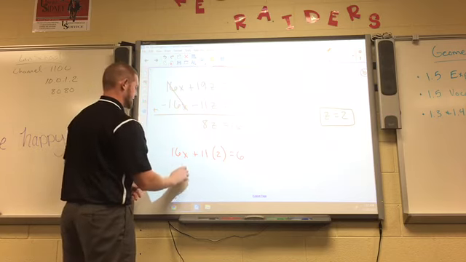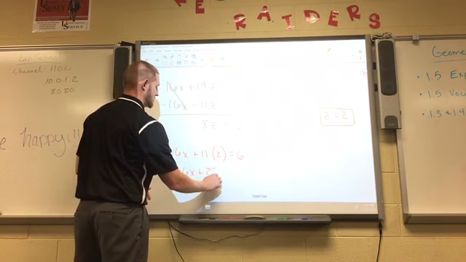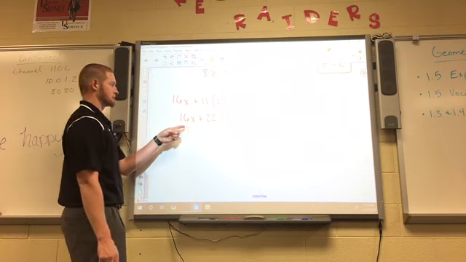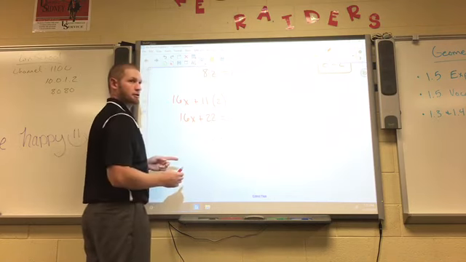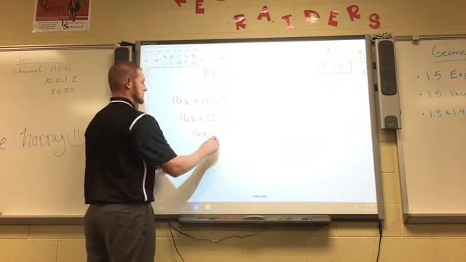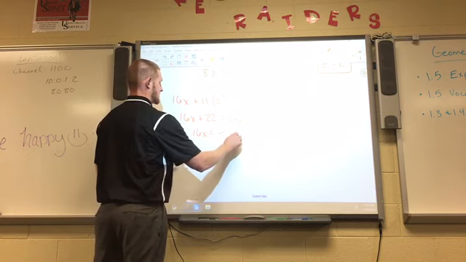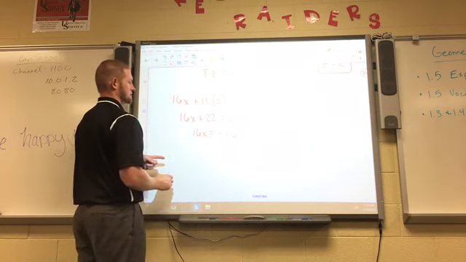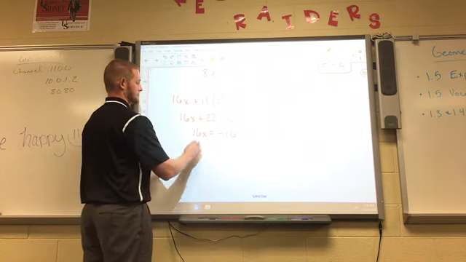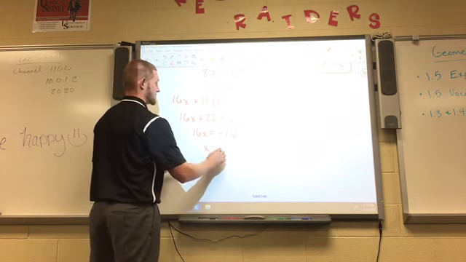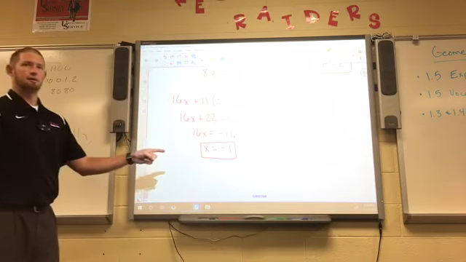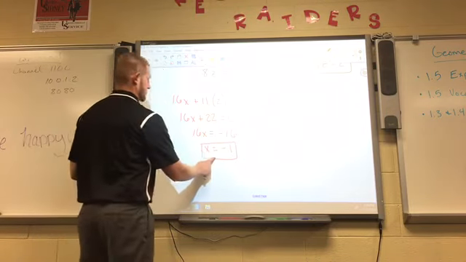Okay, so I have 16x plus 22 equals 6. That's just one variable. We should be able to solve this pretty easy. Subtract 22. 16x equals negative 16. Are you sure? Yes. We did it earlier. Divide by 16. X equals negative 1. Good. We need that, so keep it.